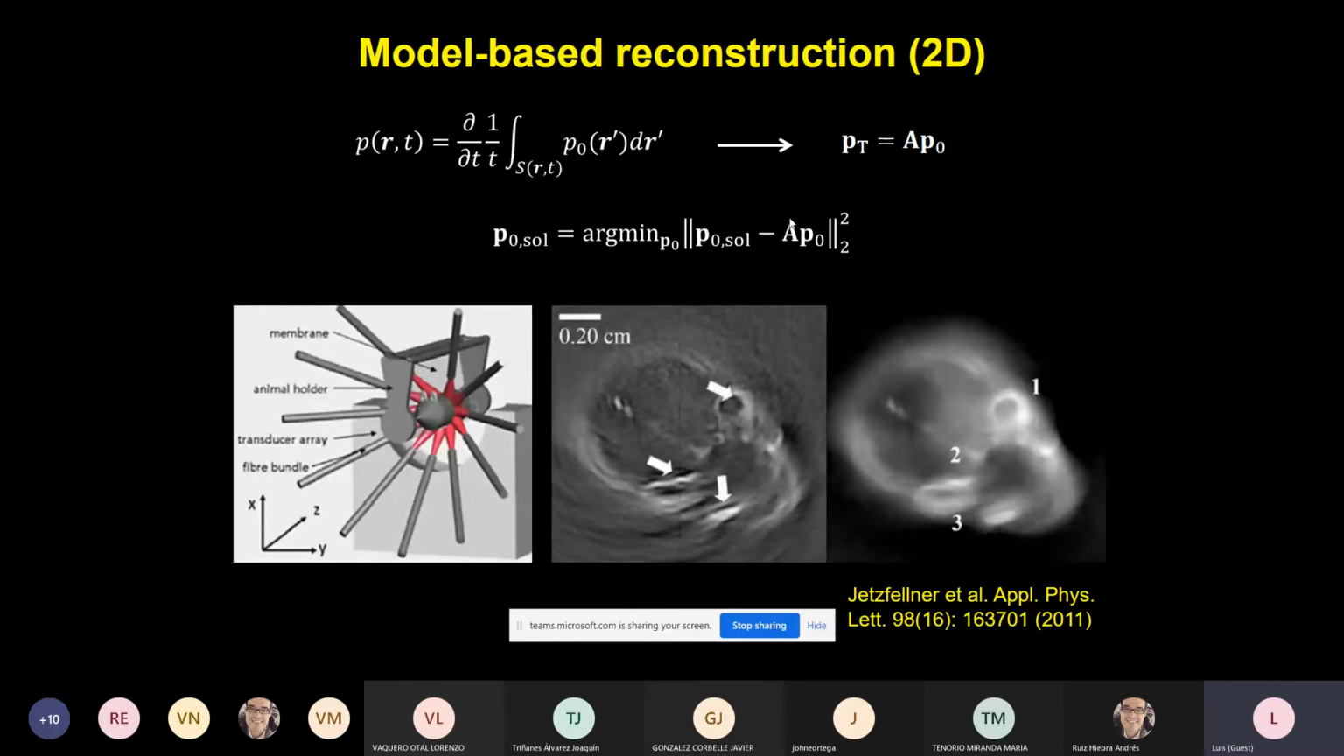This was done back when I had just arrived at the institute. But I think it's a nice example to compare the result that we obtain with back projection and with a model-based approach in a two-dimensional system, which is the system that you see here. A two-dimensional system is basically built by having an array of transducers that are focused in one plane, so we only get an image of a section of the mouse. You see that the model-based image is actually much more quantitative than the back projection optoacoustic image.